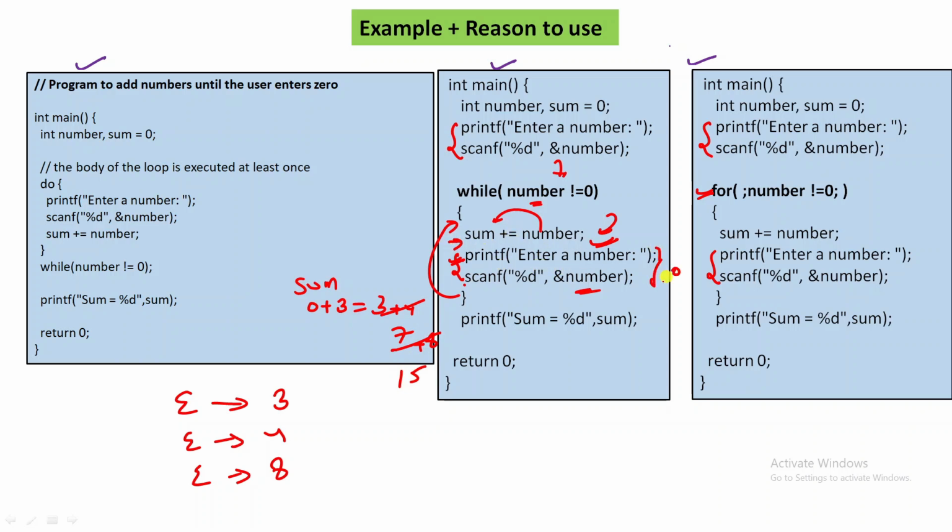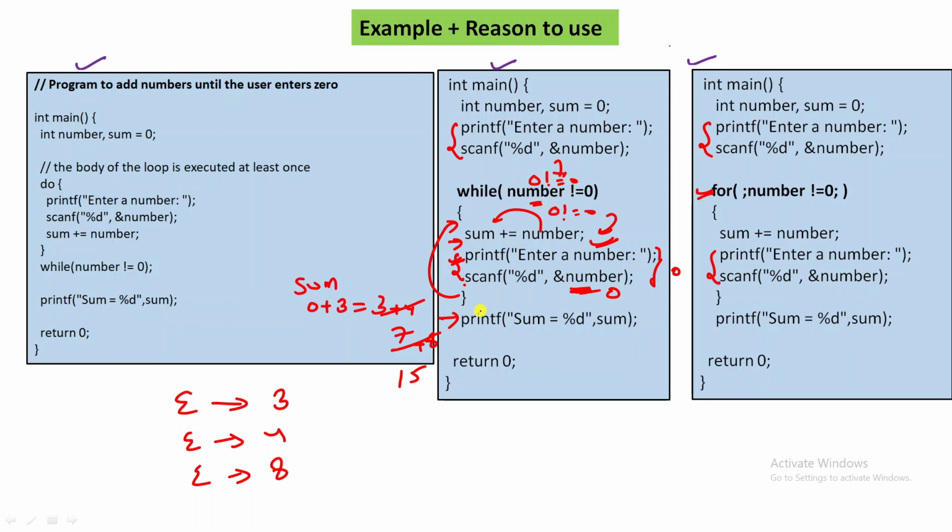Now let's say I enter 0. Then it will go up and check whether 0 is not equal to 0. I will say false. False means come outside the body and come here. So you see, when I enter the last number as 0, the condition 0 is not equal to 0 was false.